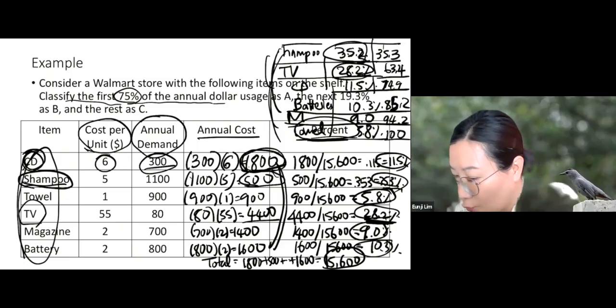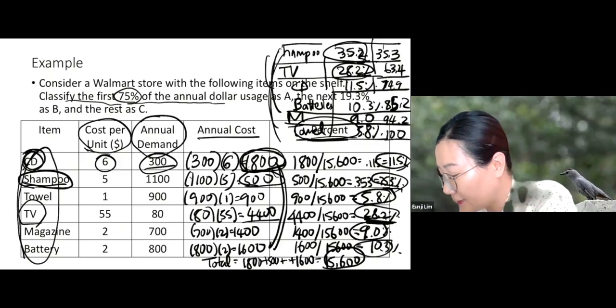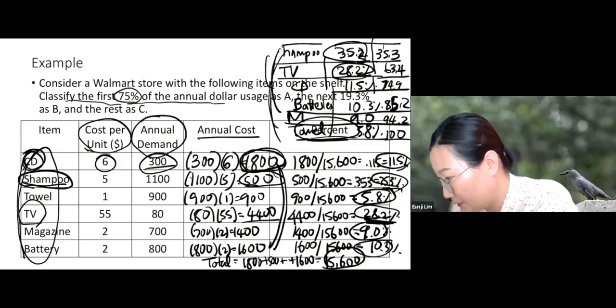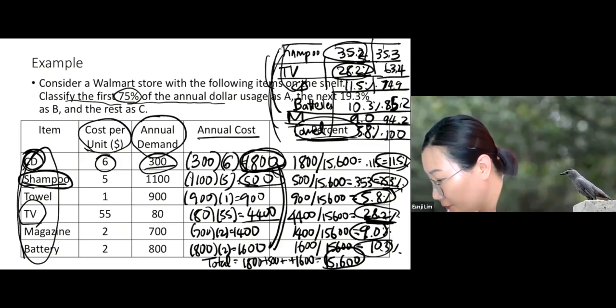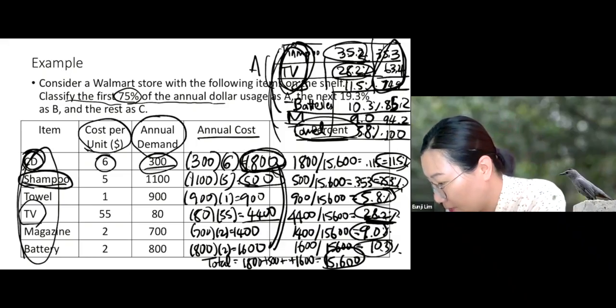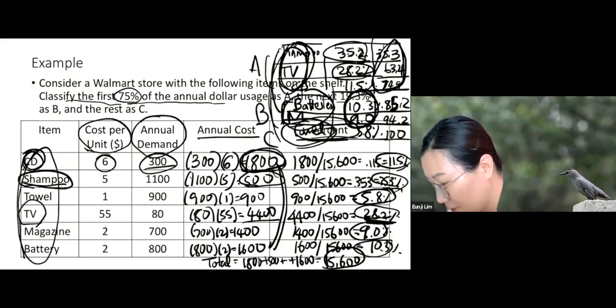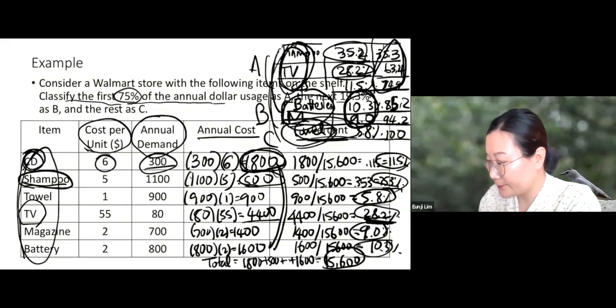So what are the A items? If you add the first three items, you get almost 75%. So these items are A items. How about the B items? The next 19.3%. If you add these two percentages, you get 19.3. So these two are the B items. And the rest are the C items. The towels are the C items.